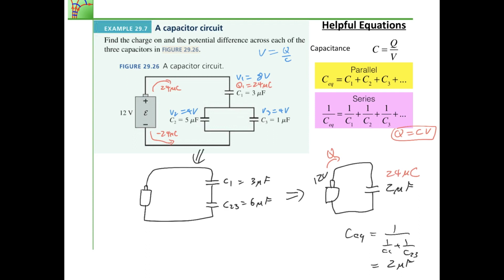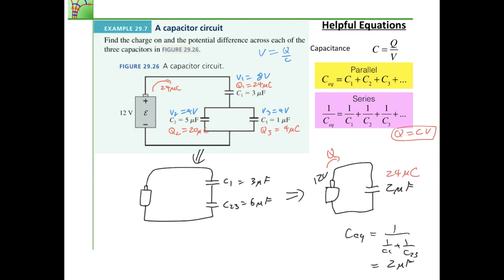Okay, so now we have the voltage across and the charge across. We have the voltage and the capacitance across these two, so we can find the charge across each of them. The charge for this one will be 4 volts times 5 microfarads, and I end up with 20 microcoulombs. And then for this one, Q3, it's 4 times 1, so I end up with 4 microcoulombs.